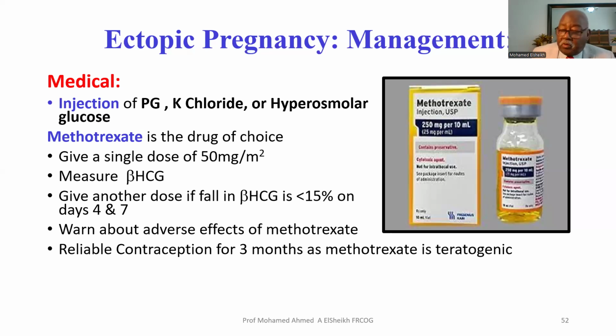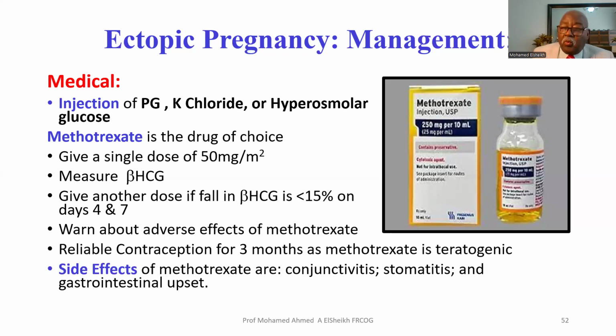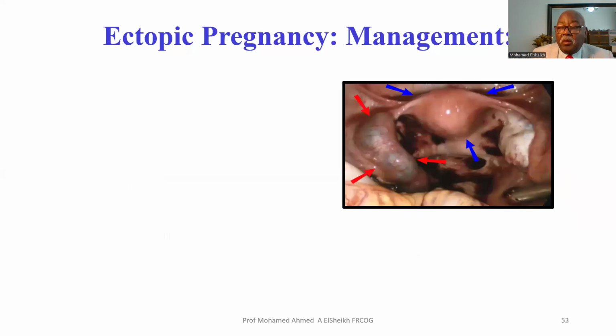After the successful medical treatment, the ectopic will be resolved. It won't be there. Then you have to give proper, adequate, reliable contraception for at least 3 months, because methotrexate is teratogenic, and you warn them about the side effects of methotrexate, which are conjunctivitis, stomatitis, gastrointestinal upset.